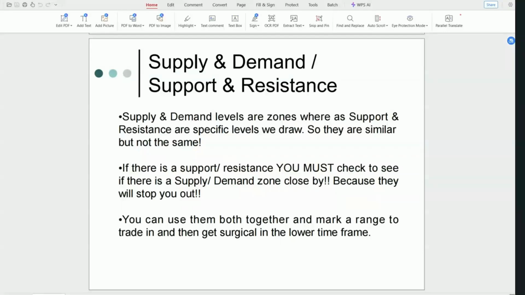So let's put it into perspective here. Supply and demand levels are zones, whereas support and resistance are specific levels that we draw. They're similar but not the same, but we use them very much together. So if there is a support resistance, you must check to see if there's a supply demand zone close by. I will explain a few more reasons as to why that is, because they will stop you out. That is true. Okay, but there are a few other things we will touch on later on. Okay, the idea is I would recommend to use them both together.